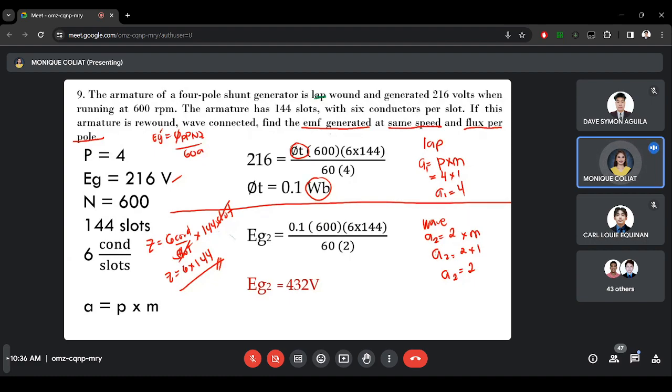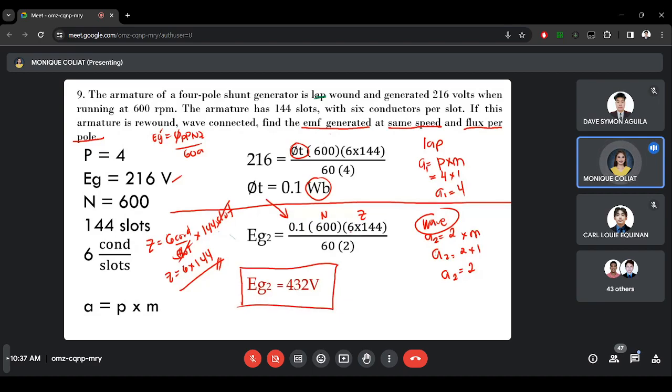In the second condition, it asks what the generated EMF is when it is rewound, wave connected. What changed? The number of parallel paths. We have the total flux of 0.1 from the first condition, the same speed, and the same number of conductors, divided by 60 times 2. Why is it 2 now? Because it is wave connected, so your A is 2. That's how we get the second generated EMF, which is 432 volts.